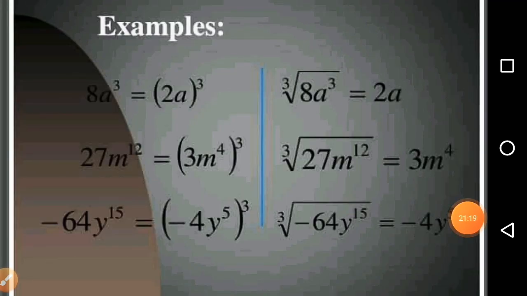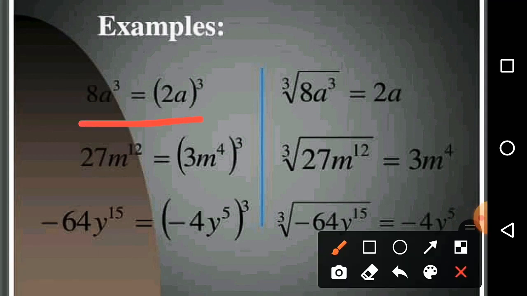Now sometimes the numbers are given with variables. For example, here 8a cube. How will you express this number as the cube of something? 8 is the cube of 2, right? So in place of 8 we will write 2, and a cube is already a 3 times. So (2a) the whole cube, you put the bracket like this. This means we are multiplying 2a 3 times. If you multiply 2a 3 times, the answer will be 8a cube. 2 is multiplied 3 times: 2 2s are 4 and 4 2s are 8. And a is also multiplied 3 times. This way you can cube if the numbers are given with variables.